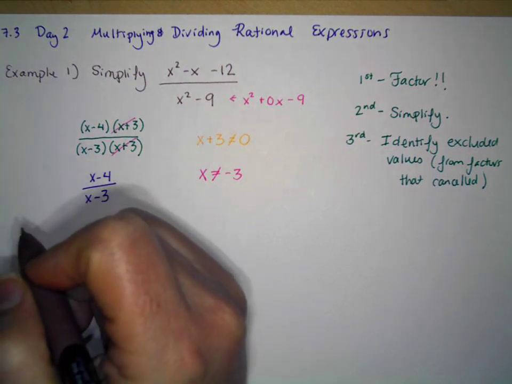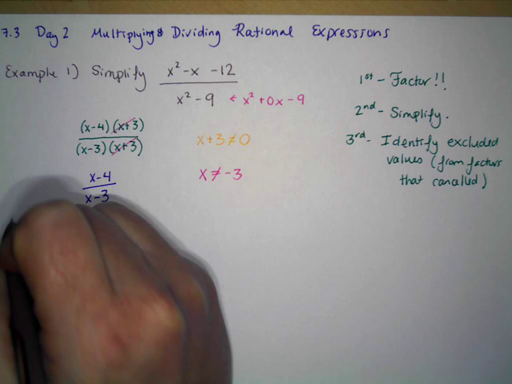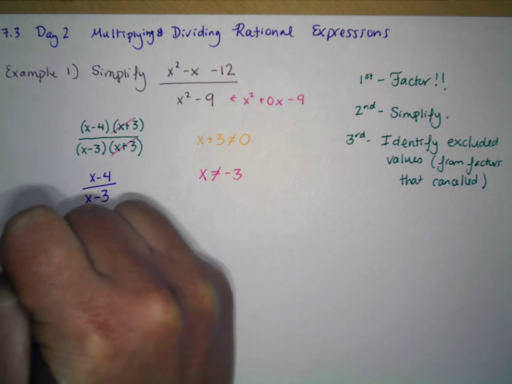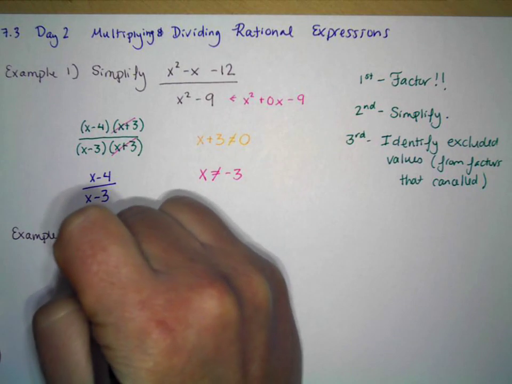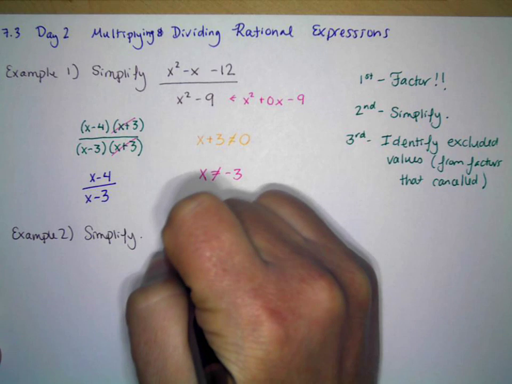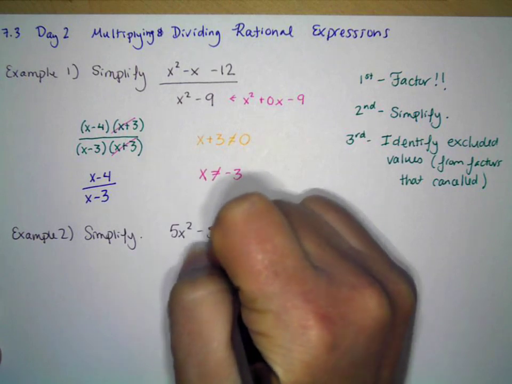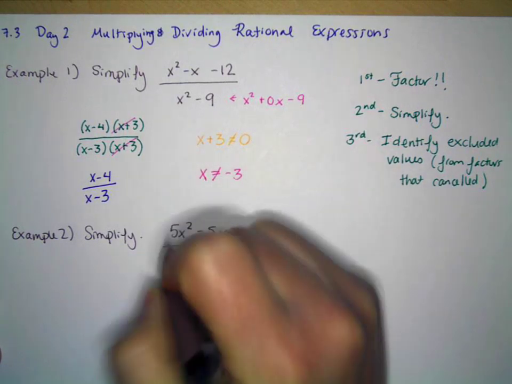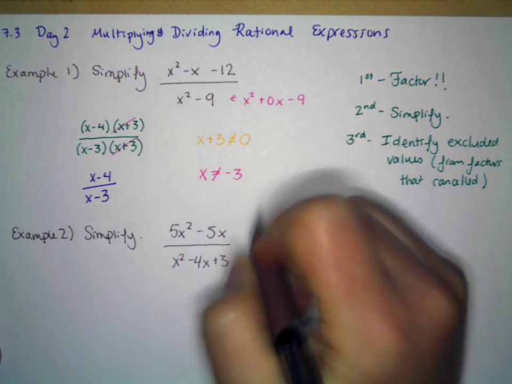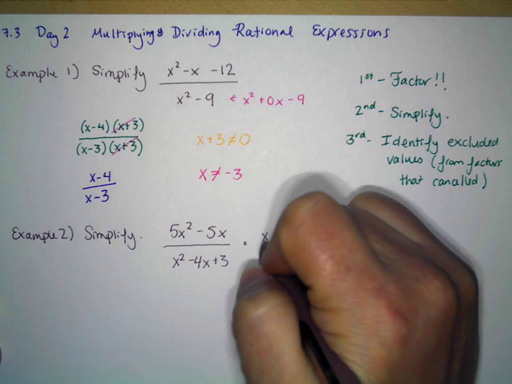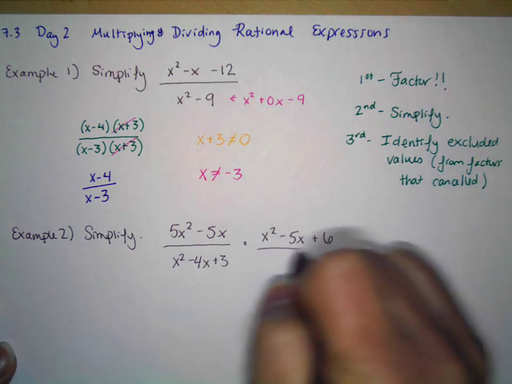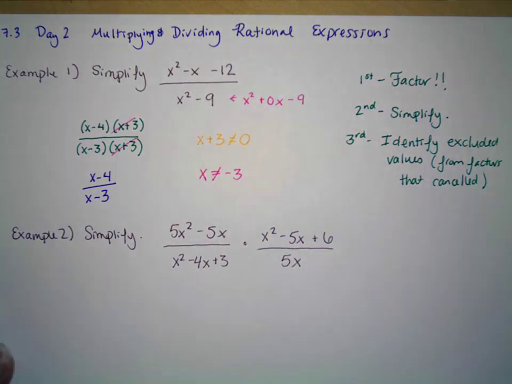where there's some actual multiplication and not just simplifying, although the process is really the same. So example 2, we're going to simplify 5x squared minus 5x over x squared minus 4x plus 3 times x squared minus 5x plus 6 over 5x.